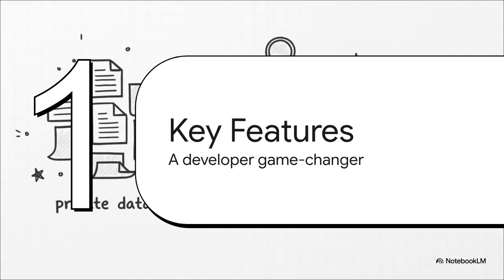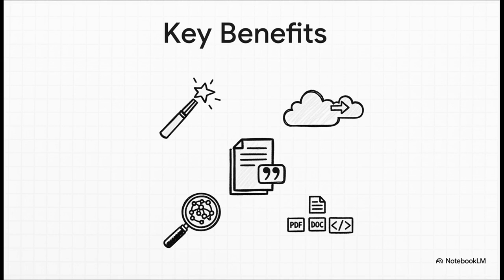Okay, so we get how it works. Now let's talk about the key features that really make this a total game changer for anyone building with AI. This is where that simple process turns into some seriously powerful capabilities. The benefits here are pretty incredible. First, the developer experience is just simple. The search itself is state-of-the-art, using the latest Gemini models.